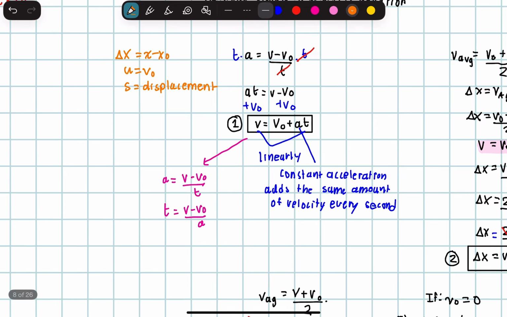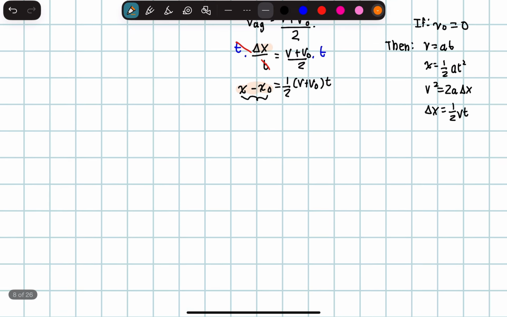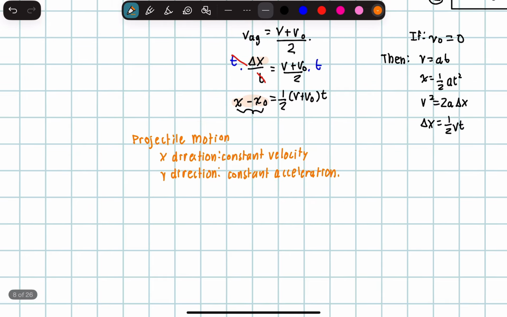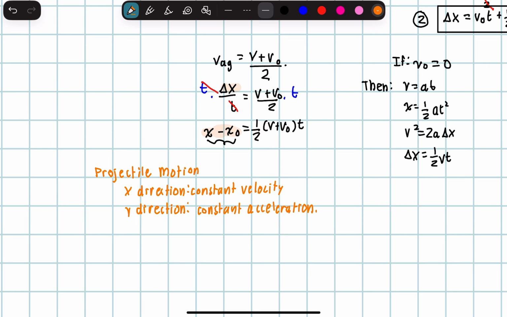Now, in projectile motion, which is what we'll get into next, your x direction is going to be constant velocity, and in your y direction, you will have constant acceleration. In the next video, we'll be going over projectile motion.